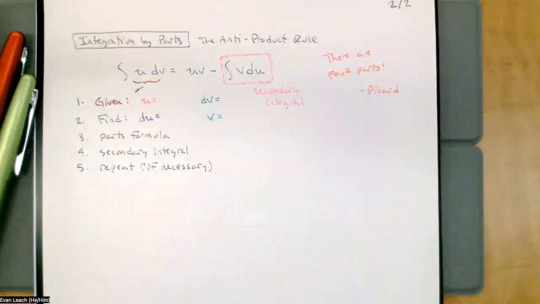This raises the question, how do we know we have to repeat this? You'll just know. Don't worry about it. This raises the question, how do we choose u and dv?